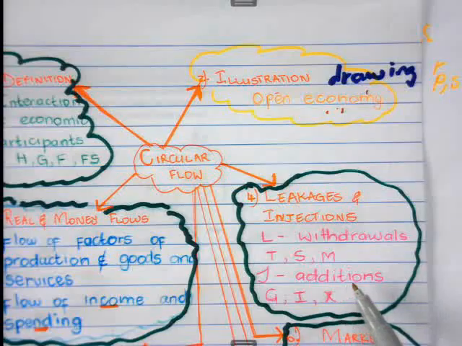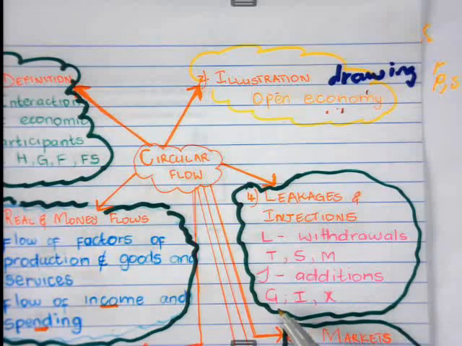Injections are additions into the economy, and additions into the economy can occur when the government injects into the economy through increasing its spending. For example, if the government decides to build a school, or decides to improve infrastructural services that they provide to the public.